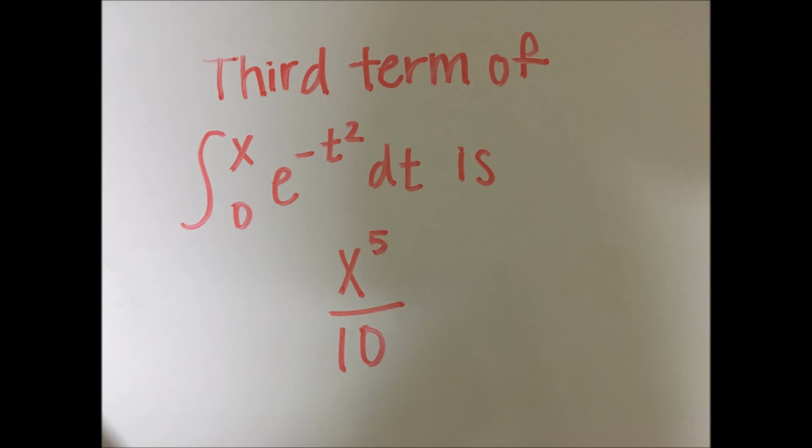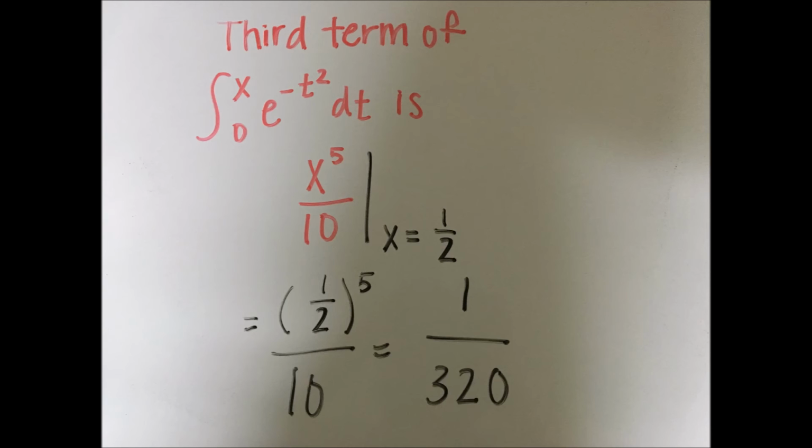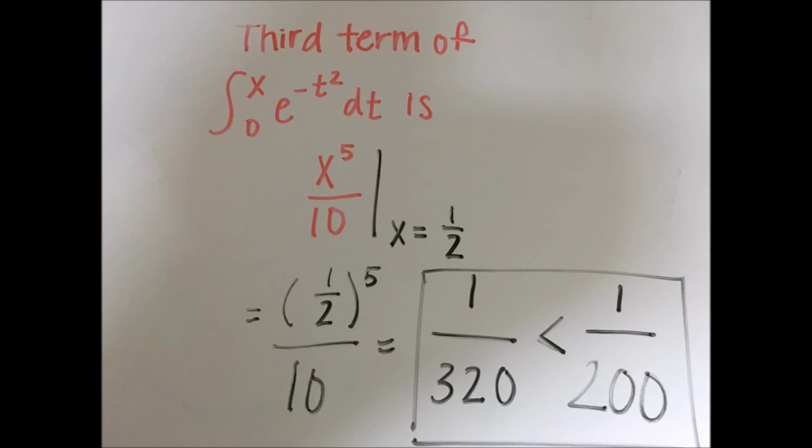The third term of the integral from 0 to x of e to the negative t squared dt is x to the 5th power all over 10. That, evaluated at 1/2, where we basically plug in 1/2 as x, gives us 1/320. 1/320 is less than 1/200 since 320 is bigger than 200, and thus the estimate found in part C differs from the actual value by less than 1/200.